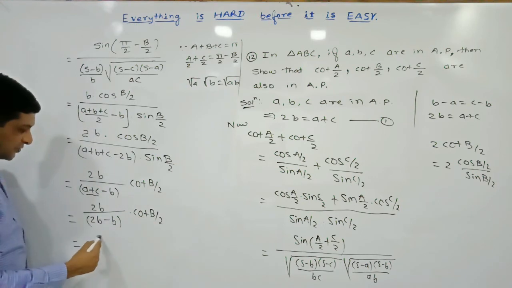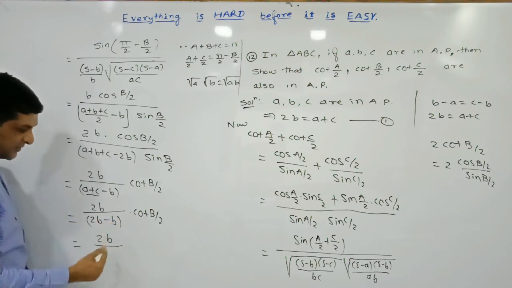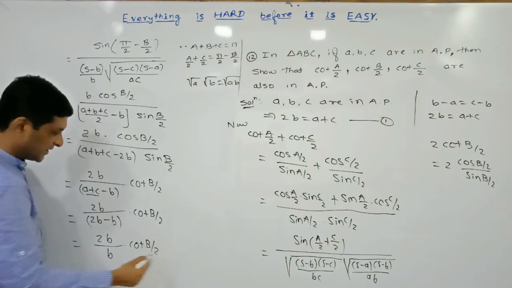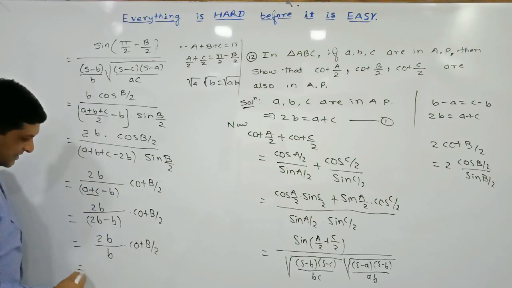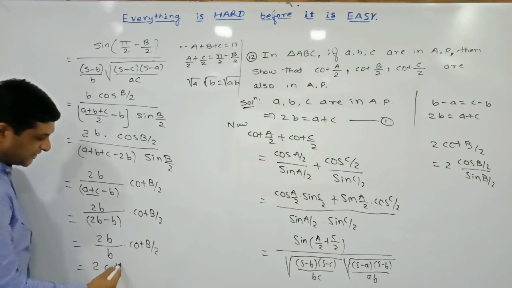So this is equal to 2b, keep it as it is. Let us see what we are getting in the denominator. 2b minus b will be equal to b into cot B by 2. So after cancelling b and b, the remaining term will be equal to 2 cot B by 2.